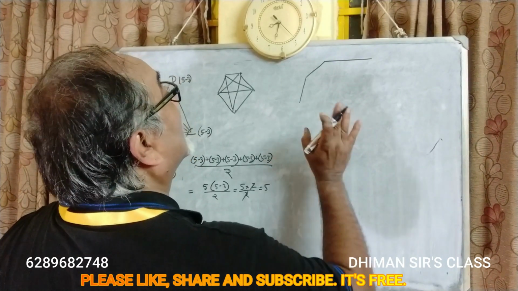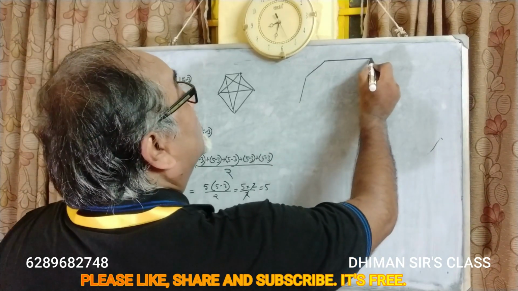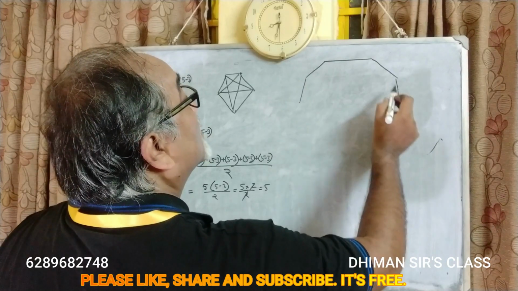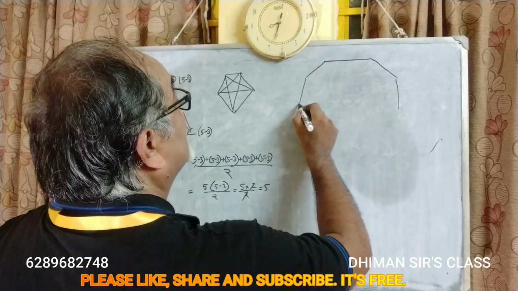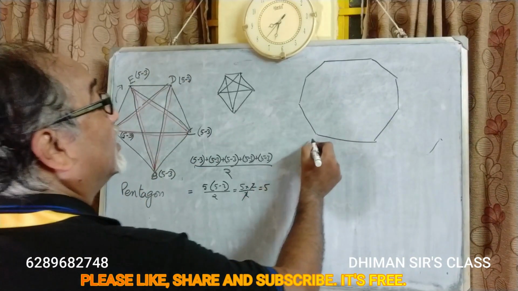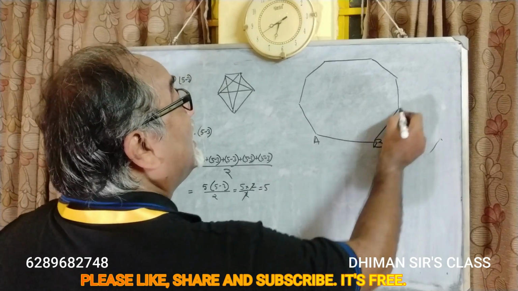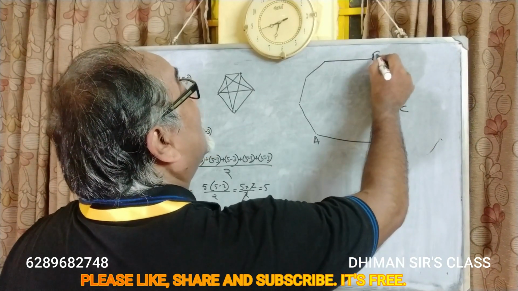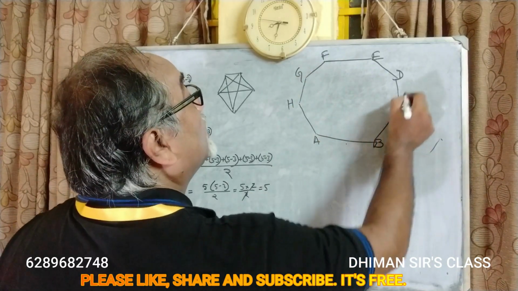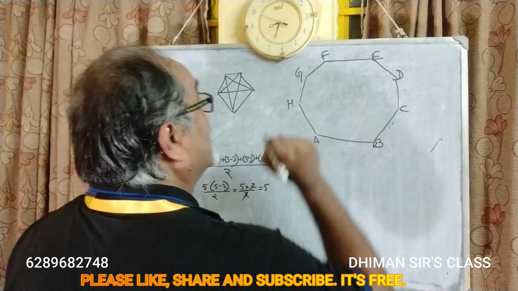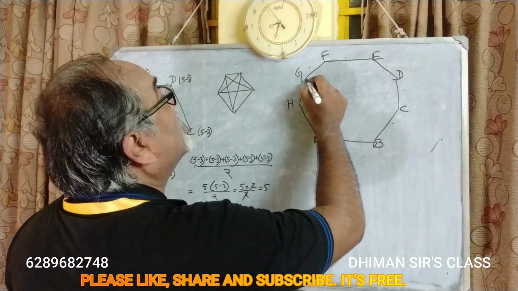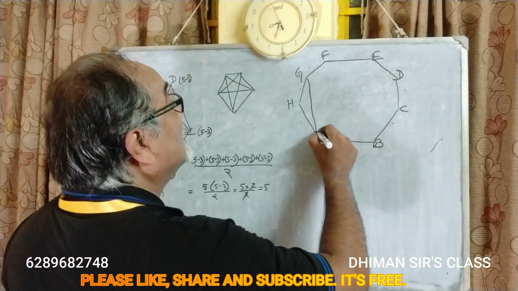Octagon means 4, 4, 8. So A, B, C, D, E, F, G, H. 1, 2, 3, 4, 5, 6, 7, 8. Okay. So from A to G we will draw.